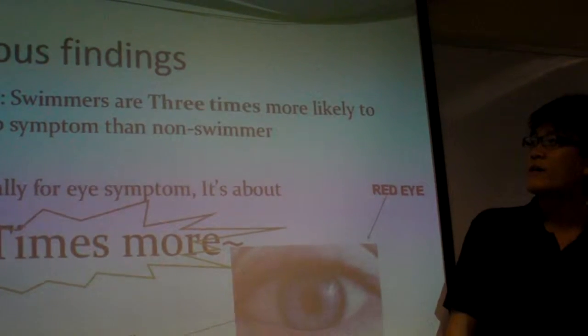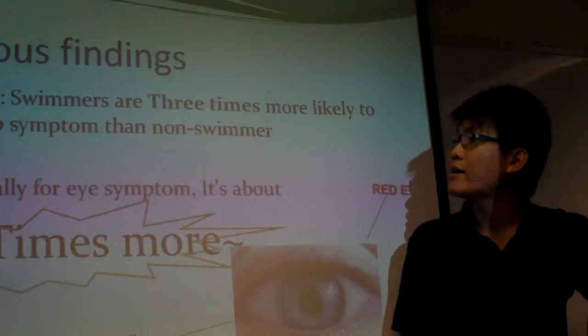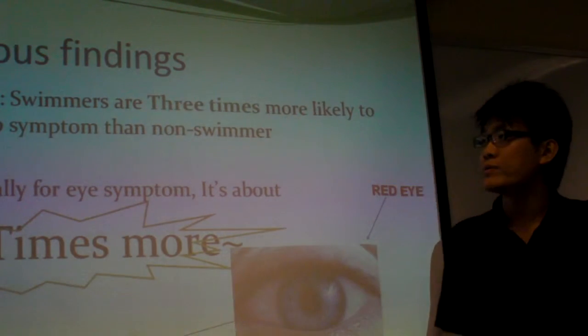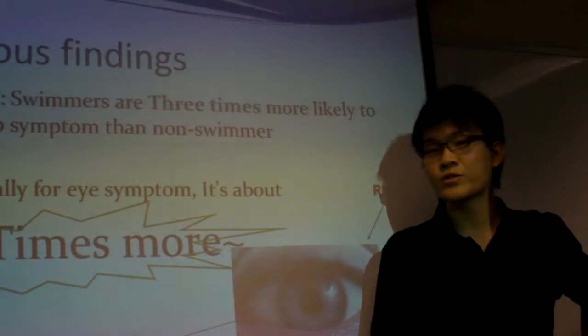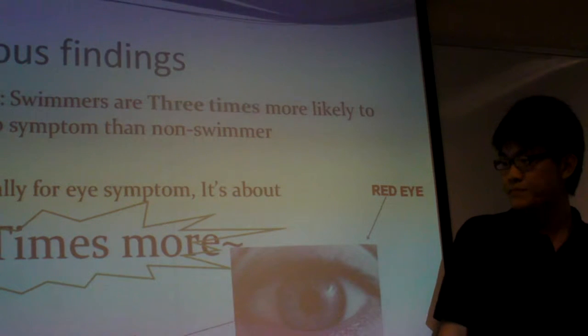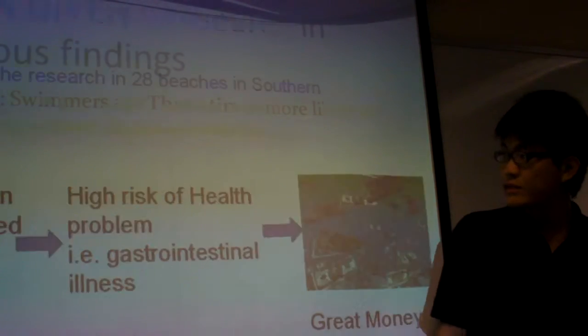There is another finding by Kuhn in 1995. He found that the risks are 3 times higher for swimmers than non-swimmers to develop symptoms, and especially for eye symptoms it is about 30 times more. And it's mainly red eye or allergy of the eye.